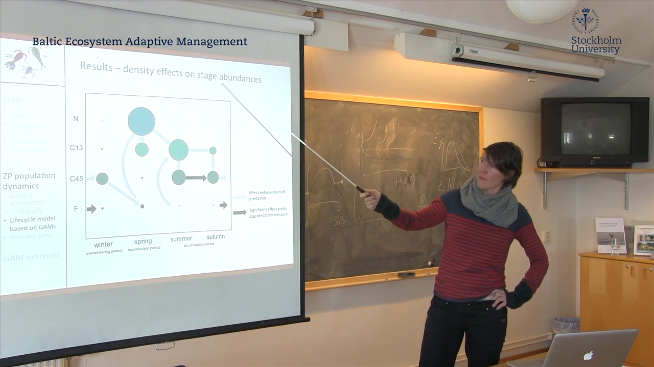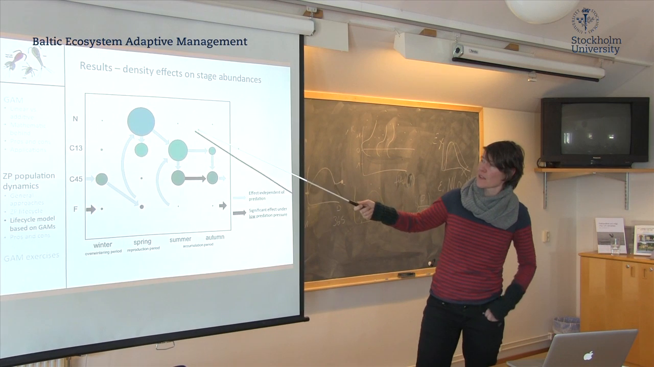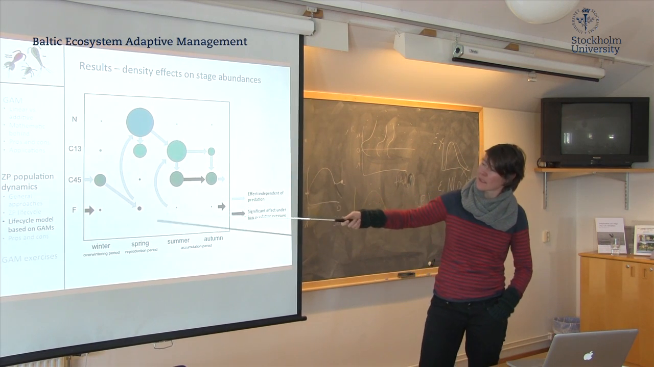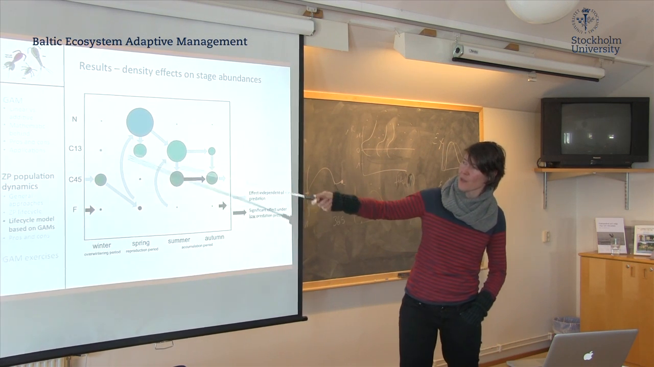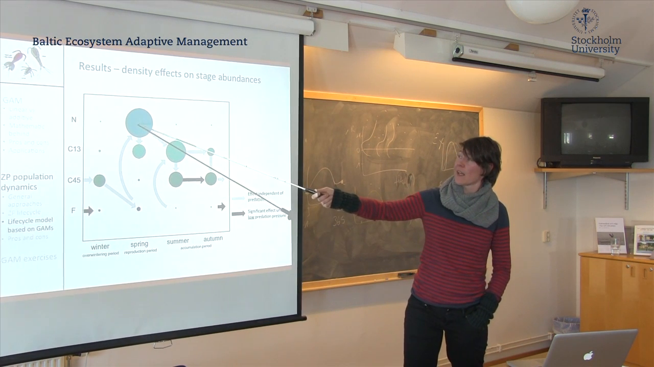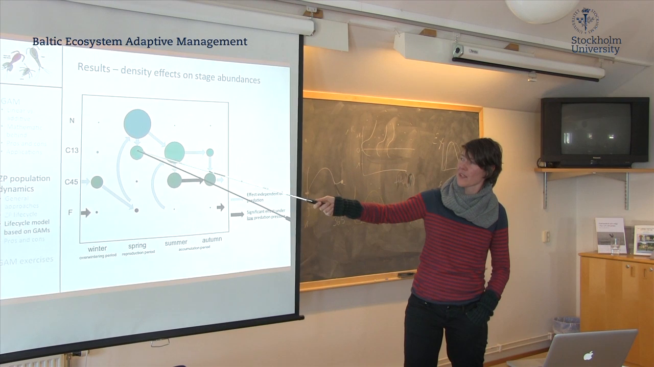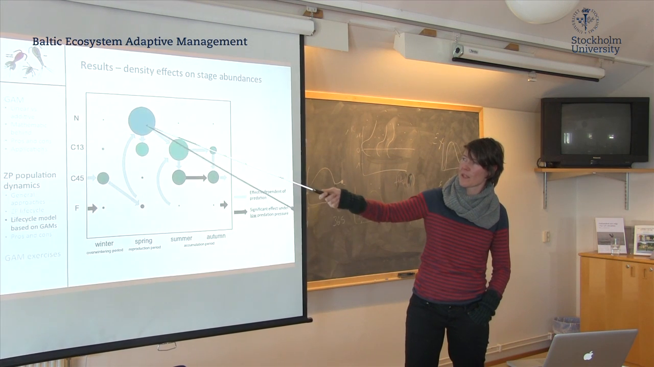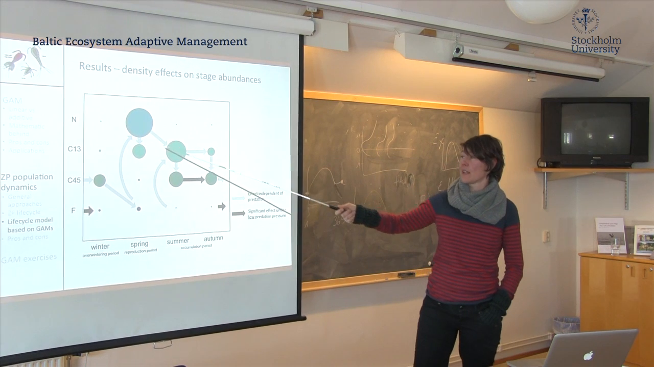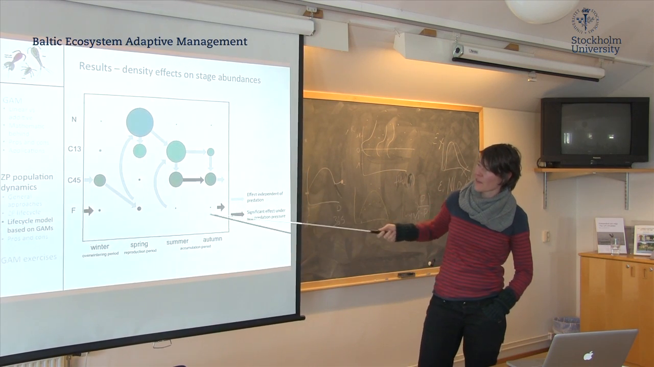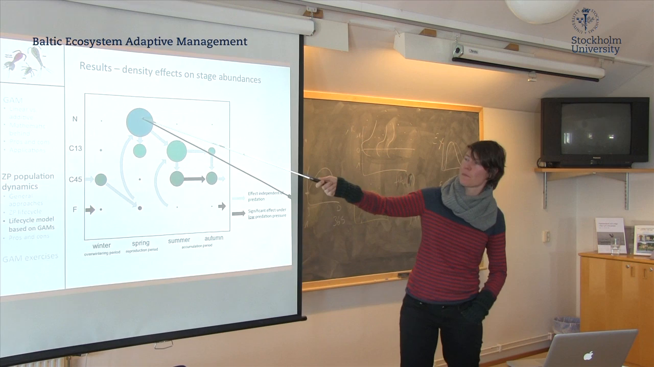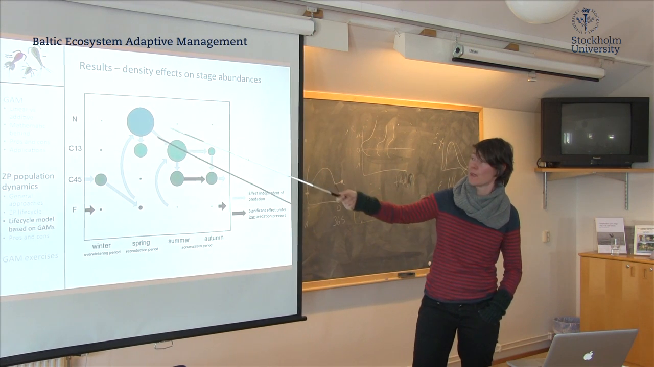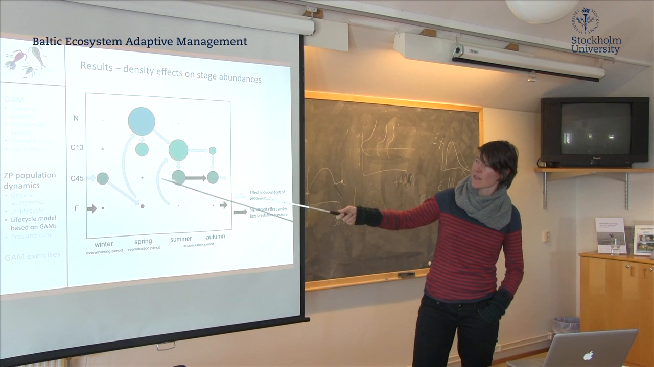So, as I included the density effects, it turned out that these are the results: the female abundance determines how many nauplii I have. The number of copepodites is dependent not so much on the females, but on how many nauplii survive. And so these are the different internal dynamics, who depends on which and whom.